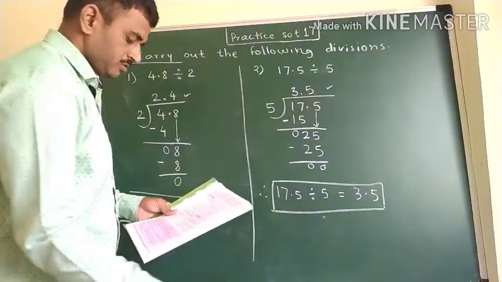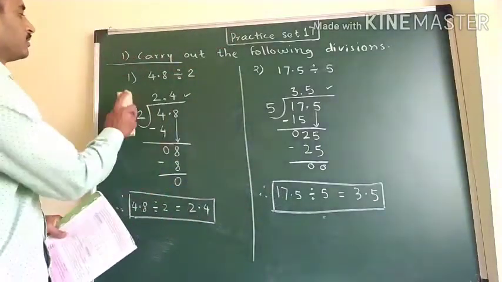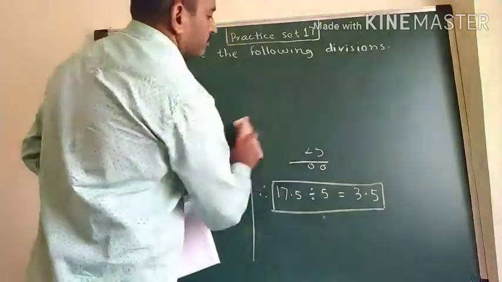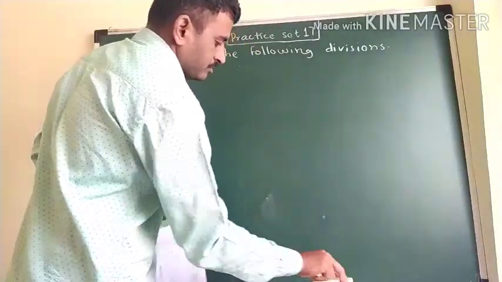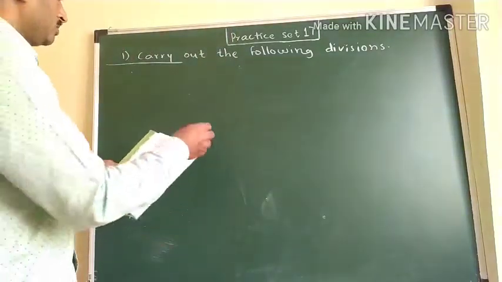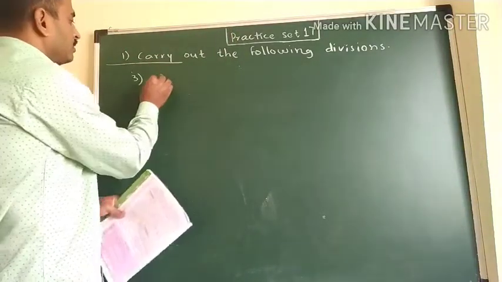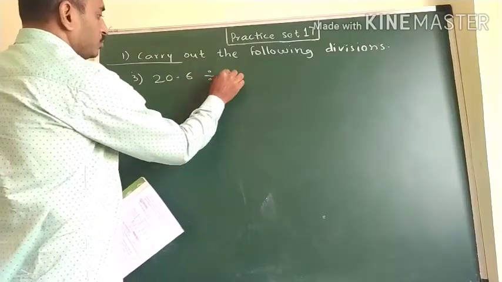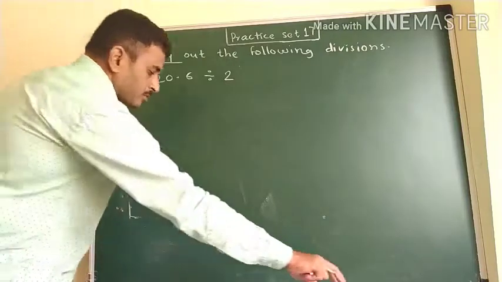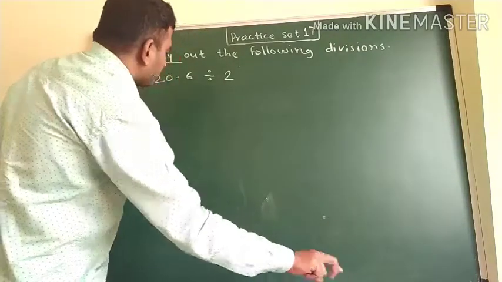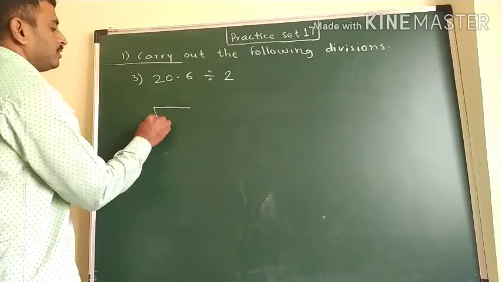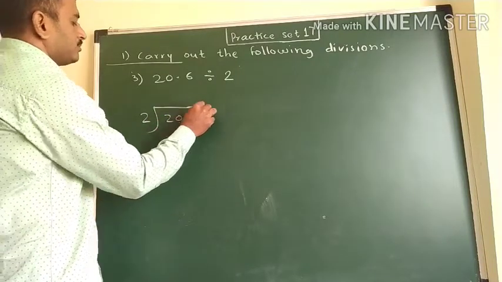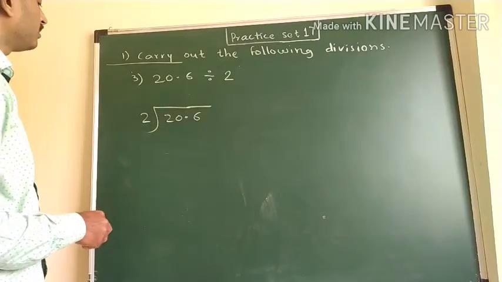Now the next question we're going to see, that is the third one. The third question is 20.6 divided by 2. We can write it in a division format. 20.6. Now we know the table of 2.